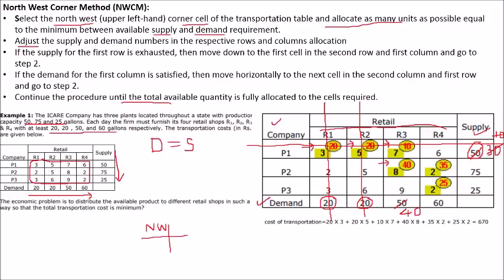So 75 I have the supply. Out of 75, 40 I can allocate here. So 40 I have allocated, which means this column demand is completely over. And out of 75, 40 is already allocated, which means I have a supply of pending 35.